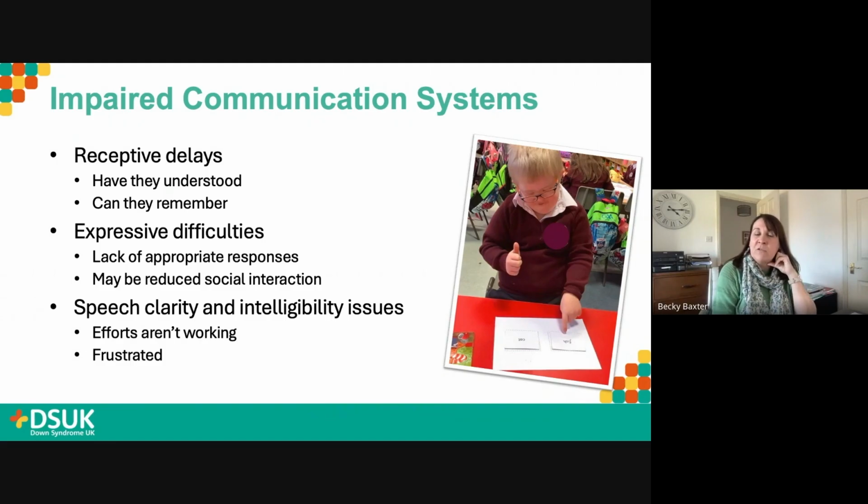And then finally, we also have difficulties with speech clarity and intelligibility. So trying to say their message, but not being able to say it clearly and not being understood. And that can lead to frustration. It can also lead to giving up. People aren't understanding me, so I'm just not going to try anymore, which is obviously not what we want. So those are our impaired communication systems. Like I say, when we talk a little bit later on about replacement behaviours, these come up a lot. How we can support this speech and language and communication difficulty that the children have.